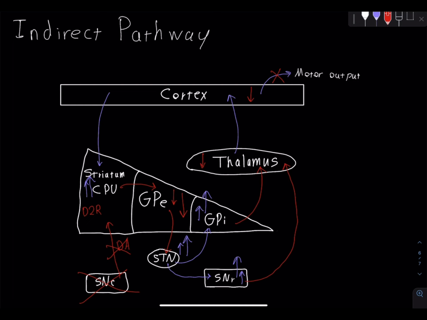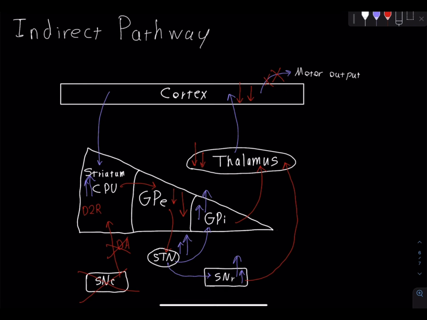Which means the thalamus here, right, because these two send inhibitory outputs to the thalamus, is really inhibited. Which means the cortex is also really inhibited, meaning we really have a difficult time generating motor output. So people with Parkinson's have the will to move, but not the ability to. It's difficult for them to initiate movements. So that's how Parkinson's disease happens.